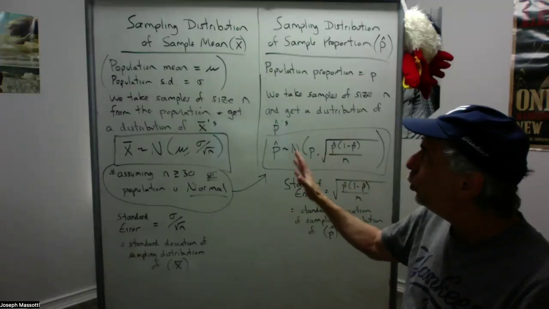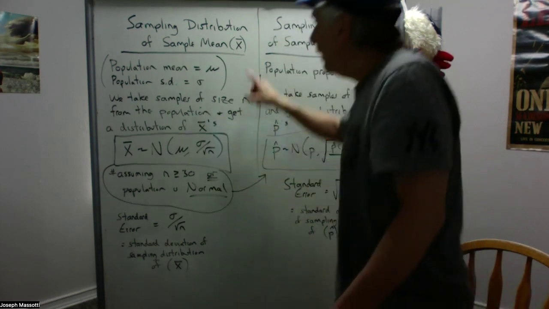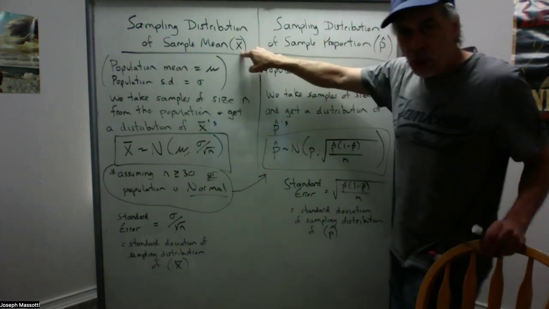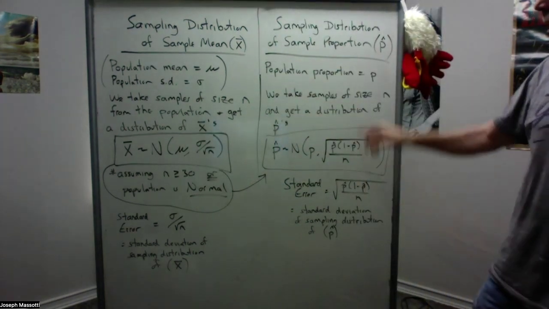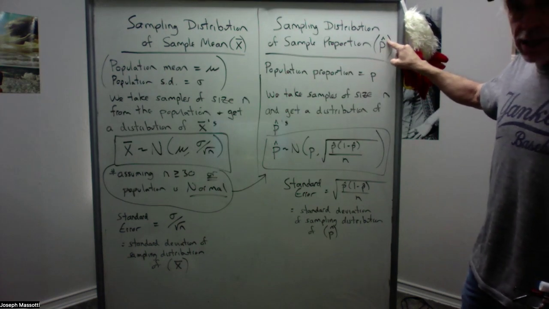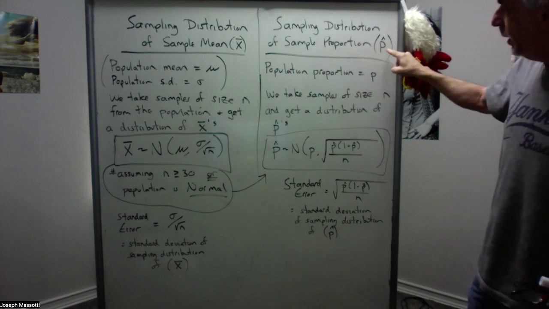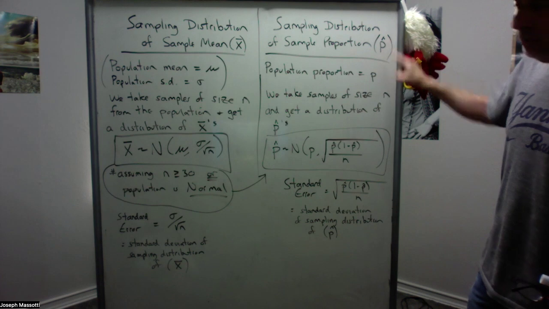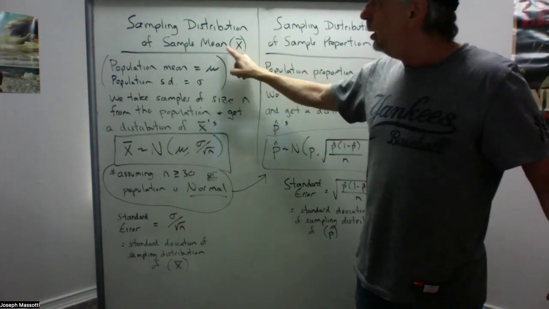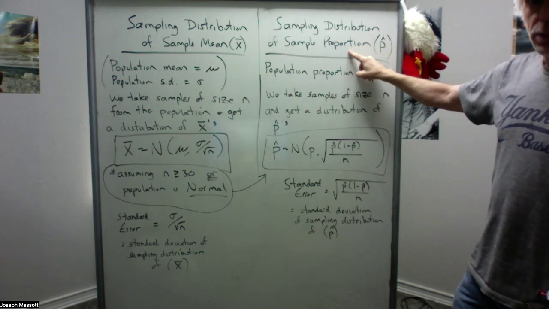So these are the two sample statistics that we are going to be interested in. The sample mean, X bar, remember, and now the sample proportion. We're going to use a P with a little caret, a hat on it, to signify sample proportion. P hat, we'll call it. Okay, so X bar, we call the sample mean. P hat, we call the sample proportion.